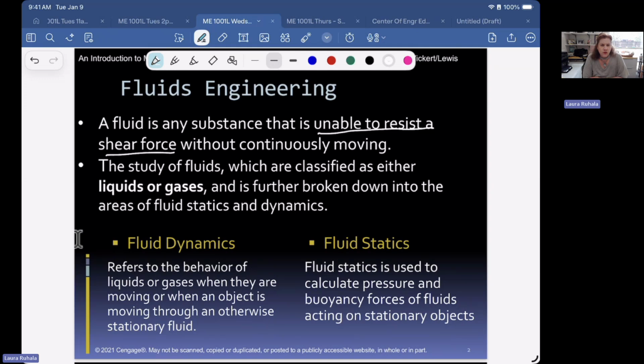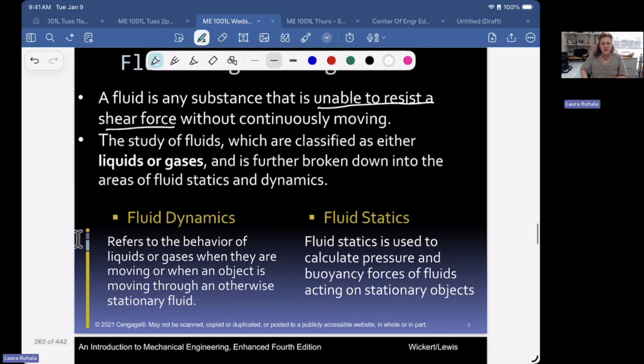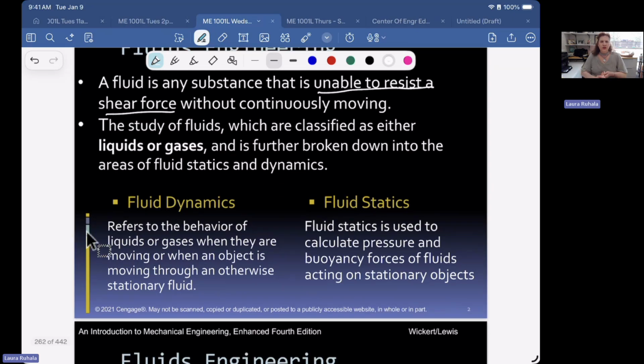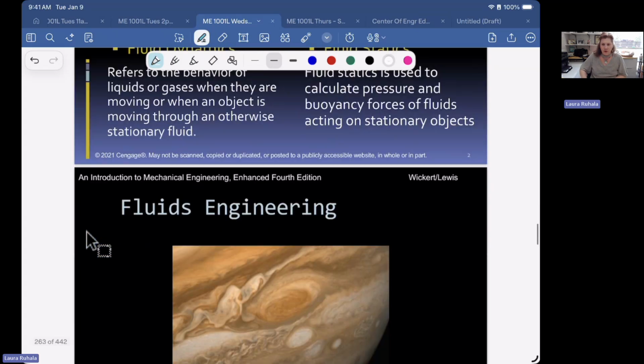Fluids are either classified as liquids or gases. And we'll talk a little bit more about that when we talk about compressibility. So there's two different types of fluids. If you just say fluids, you're encompassing both liquids and gases. And you can break it into fluid statics and fluid dynamics. Fluid dynamics refers to the behavior of liquids and gases when they're moving or when an object is moving through them. And fluid statics is more about pressure and buoyancy forces acting on stationary objects. And you're going to be learning both in the program.